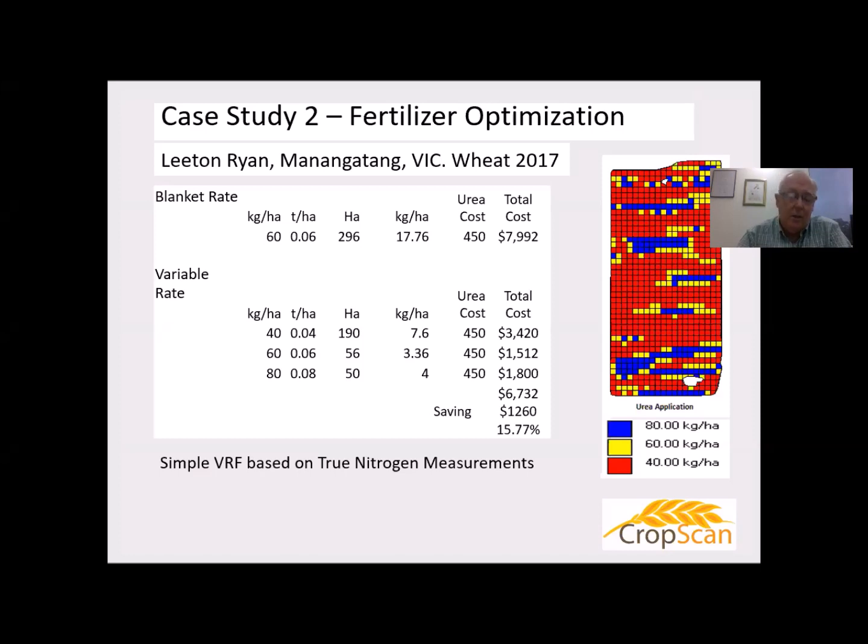And $1,260 may not seem like a great deal of money, but put it into perspective as a percentage. Leeton's annual fertilizer or nitrogen fertilizer bill is probably in the $300,000 range. So if he can save 16% of that, then he's looking at around about $50,000 in cost reduction. Considering the instrument costs half of that, that's a pretty good return on investment.